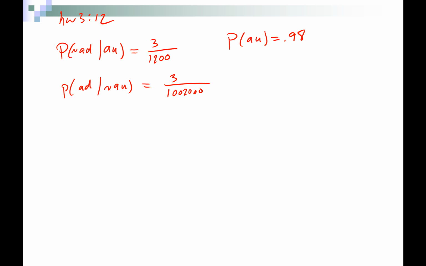So what do you see here? 3 out of 1,200, that's 1 out of 400 people that are authorized will not be admitted to the facility.